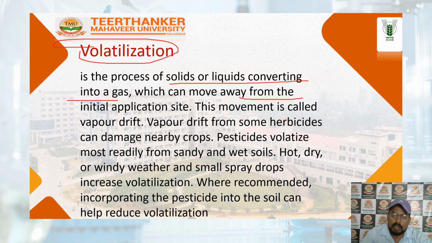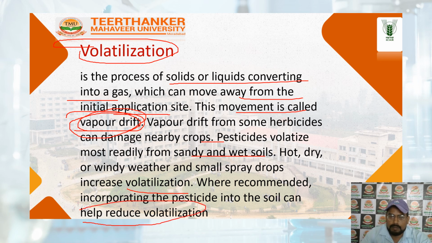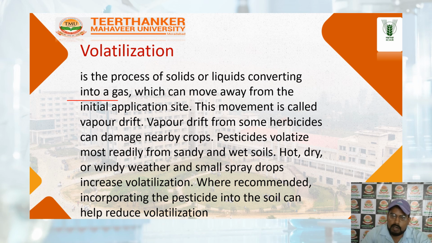So they move away from the application site. This is also called vapor drift. And vapor drift is when sometimes the herbicide can damage nearby crops. So the pesticide volatilizes most rapidly from sandy and wet soil. Hot, dry wind and weather and small spray drops increase volatilization. So incorporation of the pesticide into the soil is recommended, as it can reduce the volatilization process.